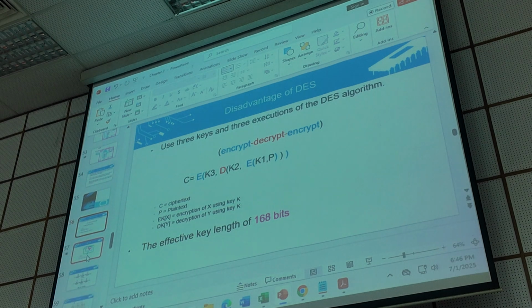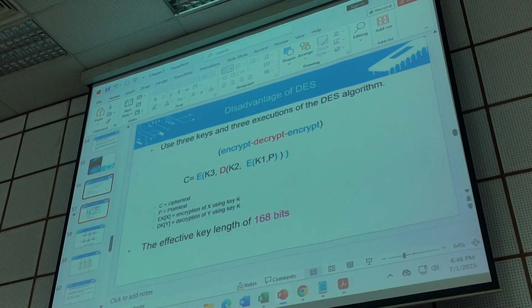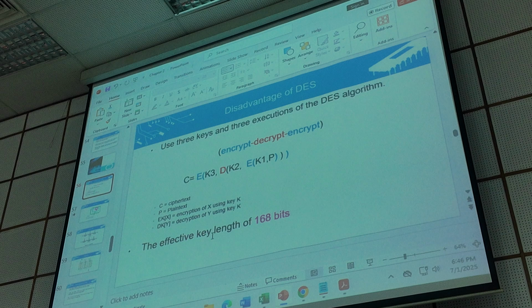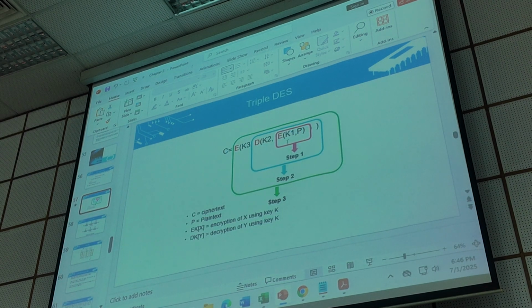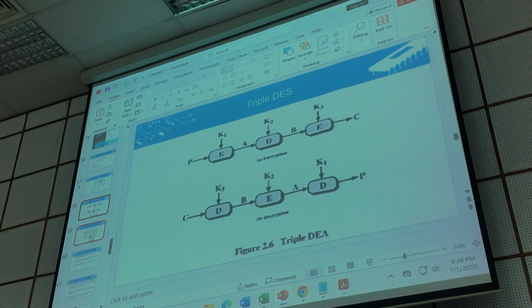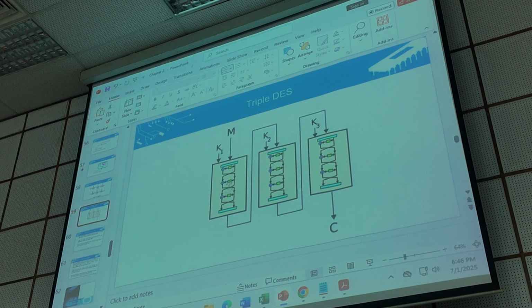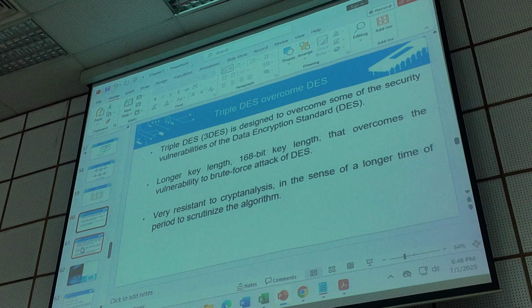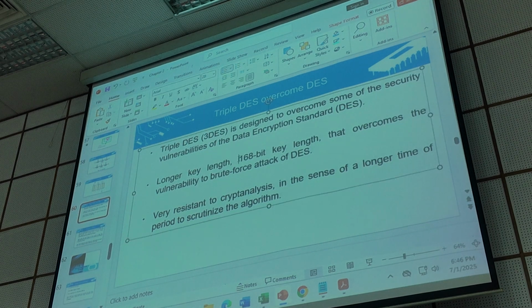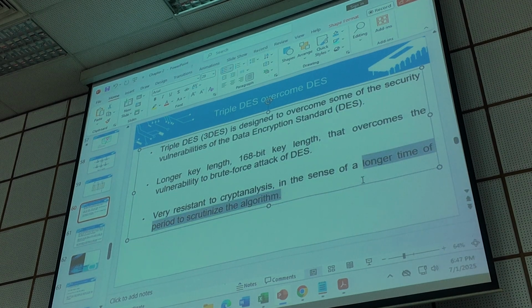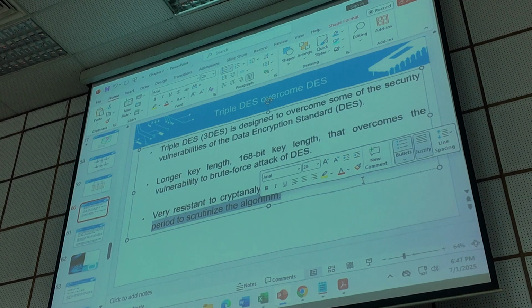And triple DES, you can see the key length has been increased to 168 bits. That involves three processes compared to DES. You can see from here there's a 1, 2, 3, 3DES. And the key length is a 168-bit key length. And the limitation is the longer time needed to complete this process.